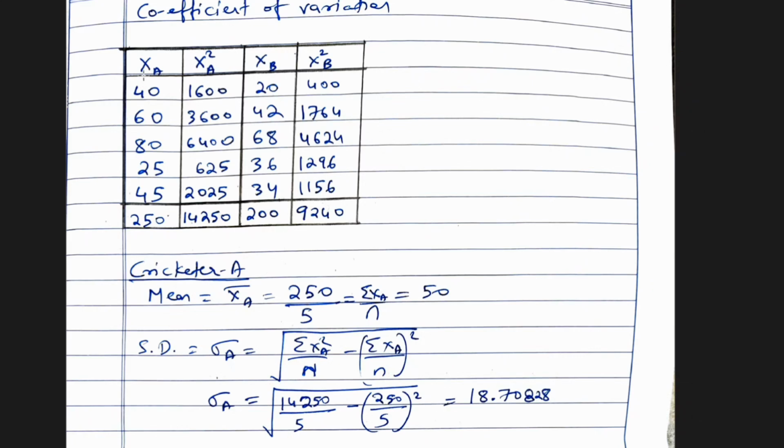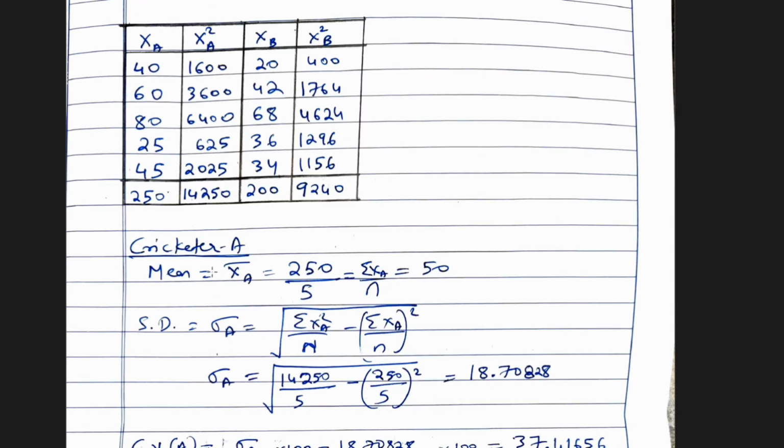Okay. So first I will write A data here. Okay. Then square them. So when I take the total, the A total will be 250 and the A square will be 40 square 1600, 60 square 3600, 80 square 6400, 25 square 625 and 45 square is 2025. So the total here is 14250. Okay. Next, similarly, I will take the data of B here. Okay. And the total of B is 200 and the square of each term is 20 square is 400, 42 square is 1764, 68 square is 4624, 36 square is 1296 and 34 square is 1156. The total here is 9240.